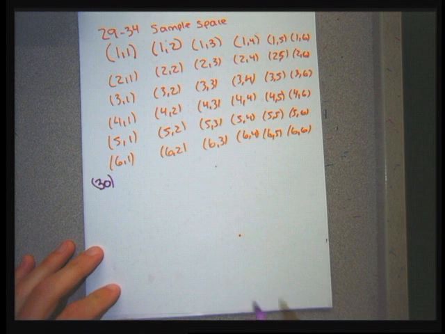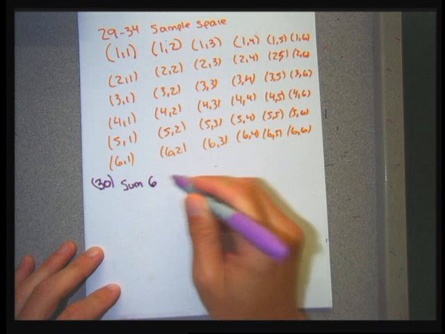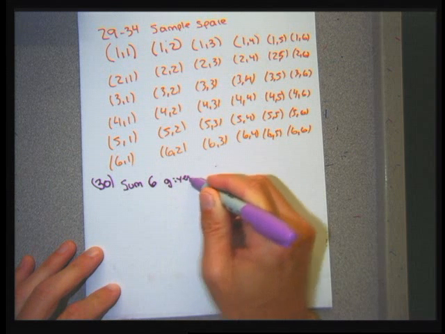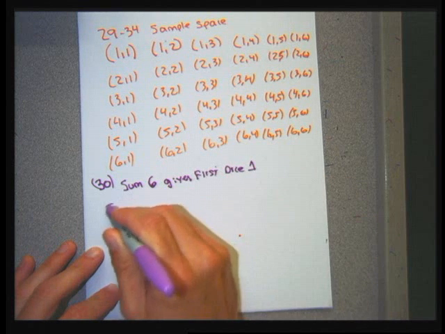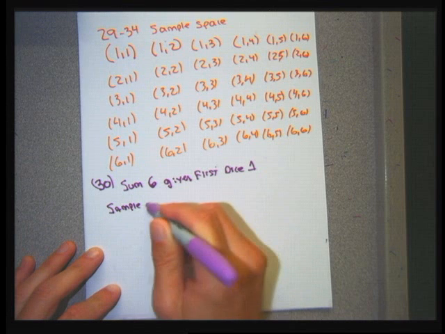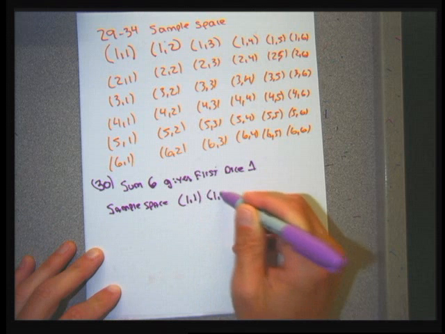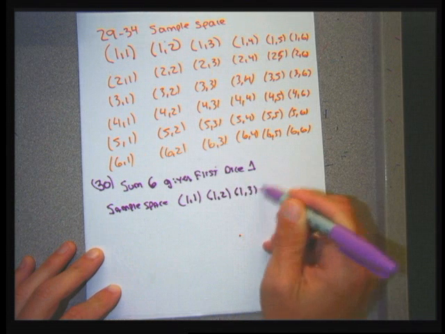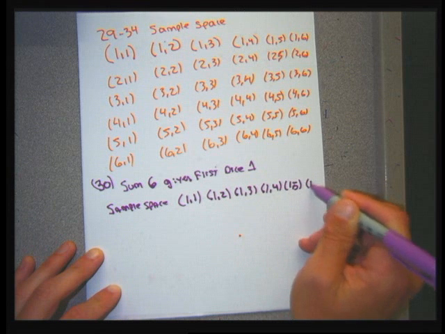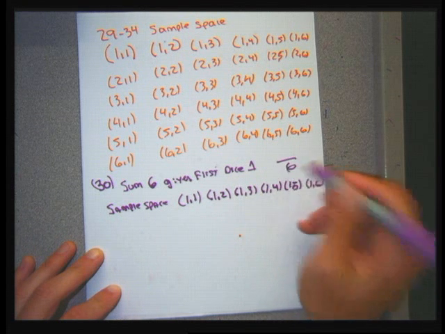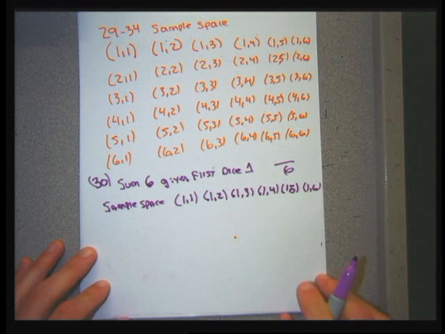Problem 30 says, what's the probability that the sum of the 2 dice is 6 given the first dice is a 1? So I make my new sample space. My new sample space is going to be anything from the original sample space that has a first dice a 1. That's going to be the entire top row. My denominator for this is going to be 6 because there's 6 different things that could happen if the first dice is a 1. Now it says the sum of these.